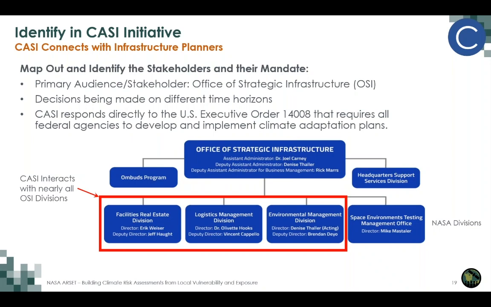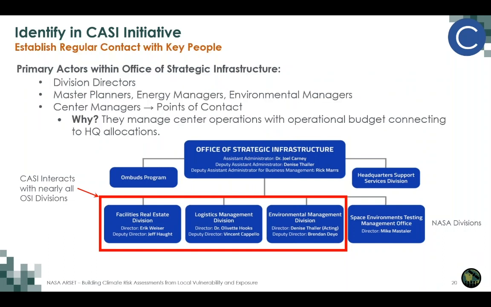For example, the decisions made by the Facilities Real Estate Division could be on both short-term and long-term scales, in terms of building restoration projects versus scoping out new building development. CASI also responds directly to the executive order to ensure that federal agencies develop and implement climate adaptation plans. Our primary stakeholders are division directors managing these at the headquarters level, but also master planners, energy managers, and environmental managers at different centers who work under these divisions. These managers connect headquarters allocations, priorities, and budgets to center operations.